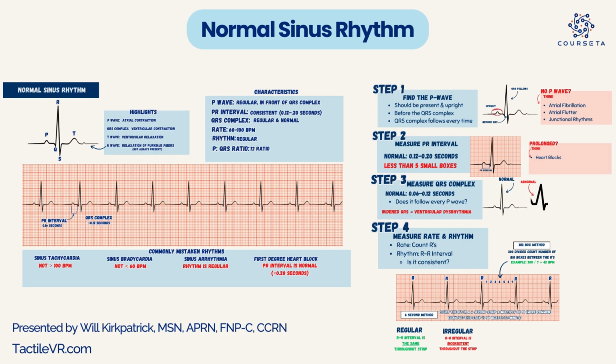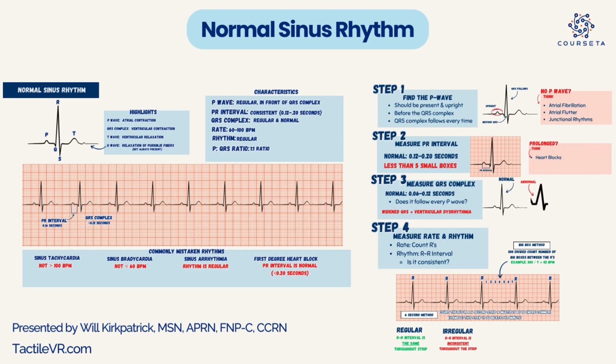And then step number 4, let's measure the rate and the rhythm. So normal sinus rhythm, this is the most important, because normal sinus... Now when we say sinus, remember the SA node, its primary pacemaker, everything should be normal. So everything's normal except for the rate or the rhythm. So step number 4 is where you're going to determine between your normal sinus rhythms.